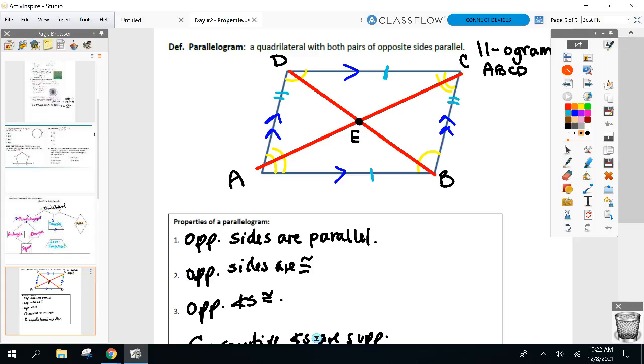Diagonals bisect each other. What's true? Give me a true statement. Come on, you know what the word bisects means. Molly? There you go. There's one. EC equals EA. They bisect each other. Each other they bisect. Lisa? EB and ED are equal. All four aren't, but those pairs are.